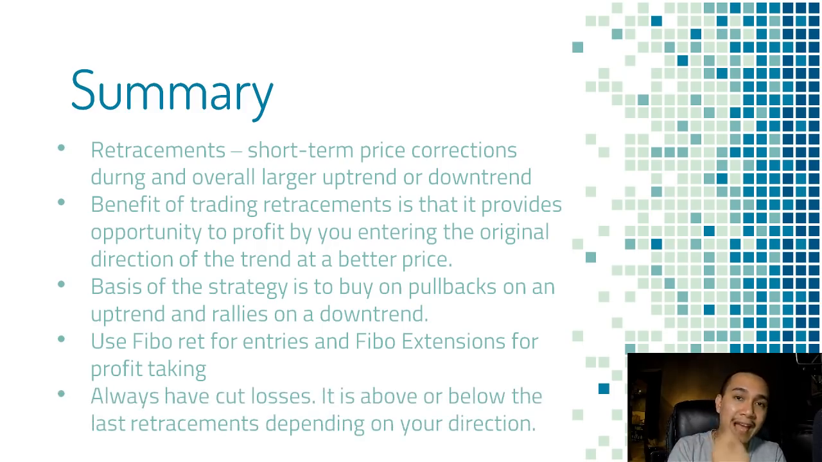Always have cut losses. This is important in trading, right? Always have cut losses. It is above or below the last retracement depending on your direction. So that's basically how you use Fibonacci retracements, and to take profits, how you use Fibonacci extensions. I'm gonna go to the questions in the chat room. Basically, we are done with the tutorial on how to use the retracements and extensions. I'm gonna go to your questions right here.